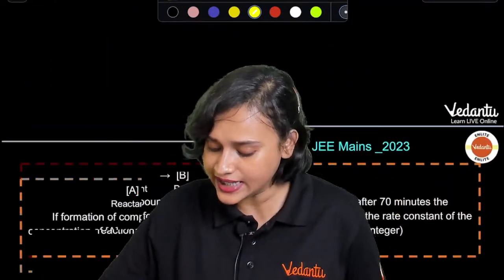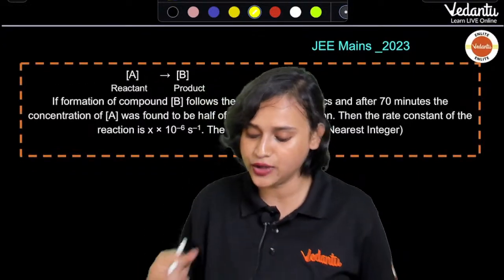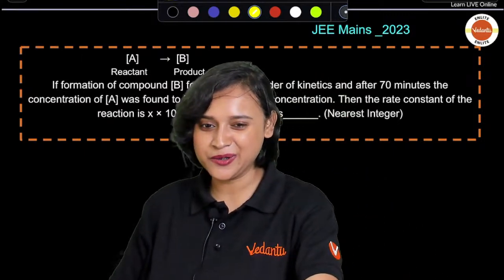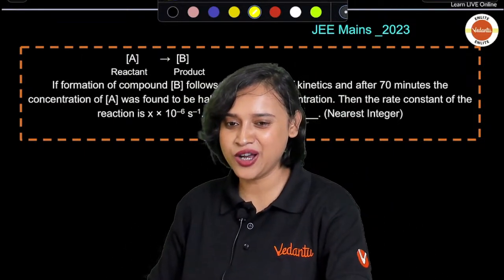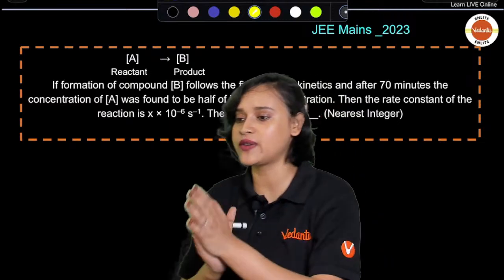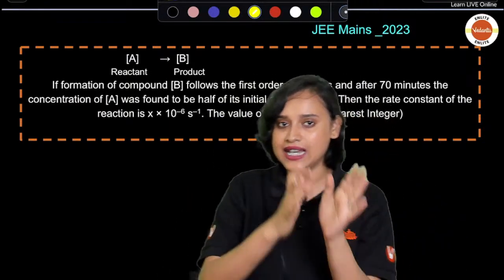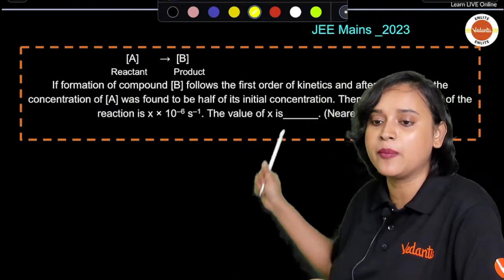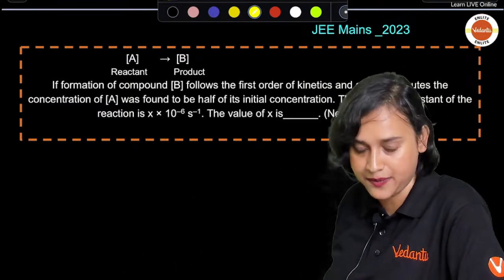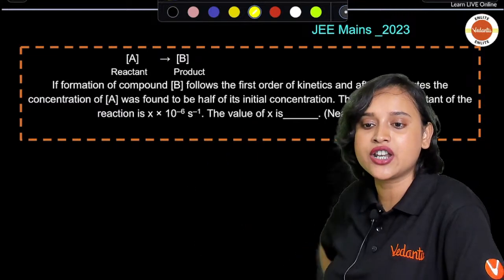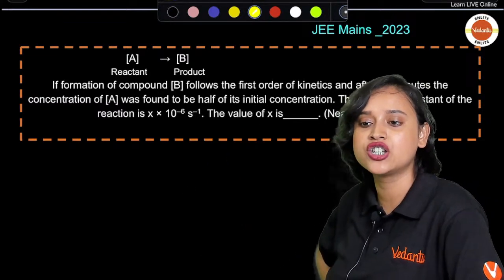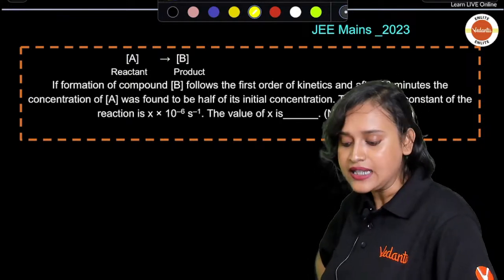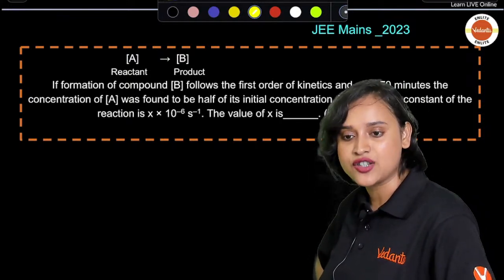Now let us take a look at a JEE Mains 2023 question. Shall we do it, everybody? Are you all with me? Here is a question. Let us try and solve it. A is the reactant and B is the product. If formation of compound B follows the first order of kinetics, and after 70 minutes, the concentration of A was found to be half of its initial concentration, then the rate constant of the reaction is X multiplied with 10 to the power minus 6 S to the power minus 1.